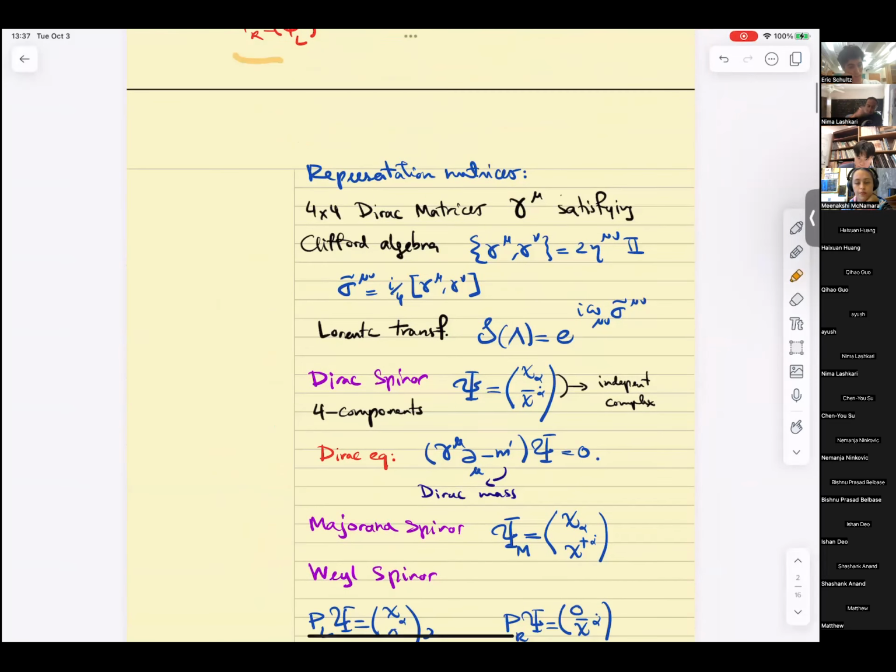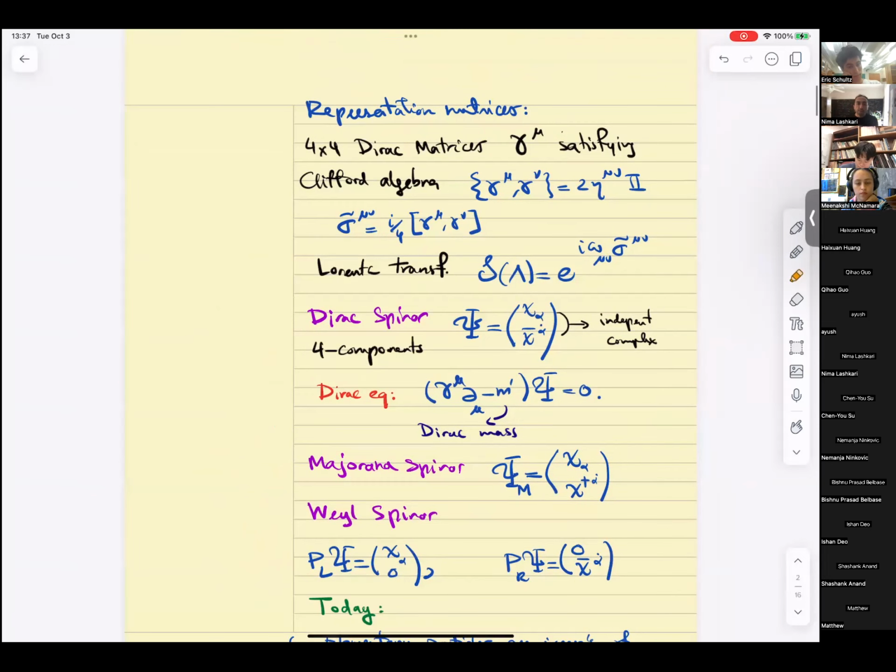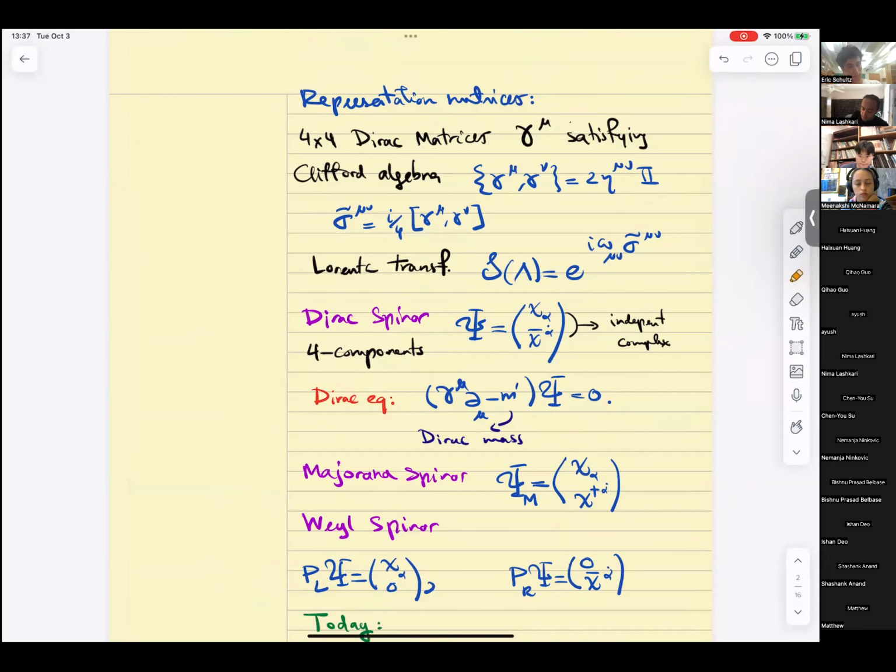All right. Then in our quest to construct representations of the Lorentz group, what we did was construct 4x4 Dirac matrices. This whole story is specialized to 3 plus 1 dimensions, but it generalizes. We're not discussing the generalization here. These Dirac matrices, there are 4 of them, right? Each of them is 4x4, and the mu index runs from 0 to 3. They satisfy the Clifford algebra. These are the anti-commutation relations.